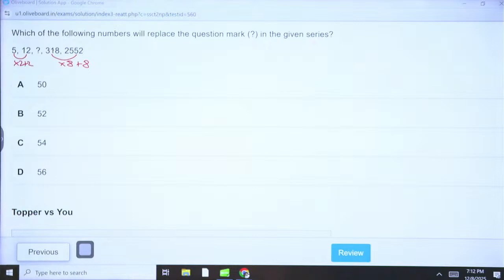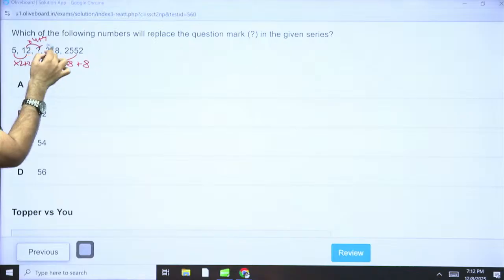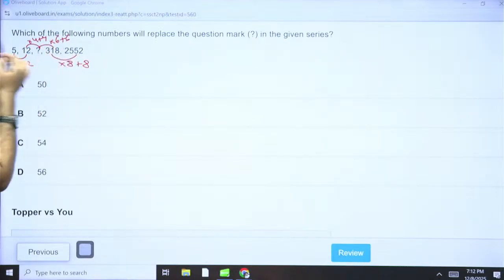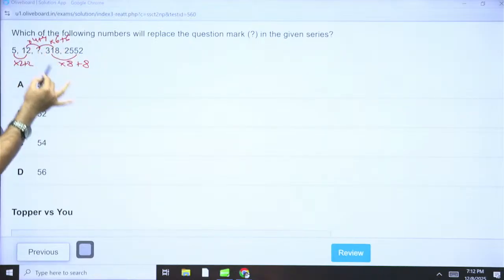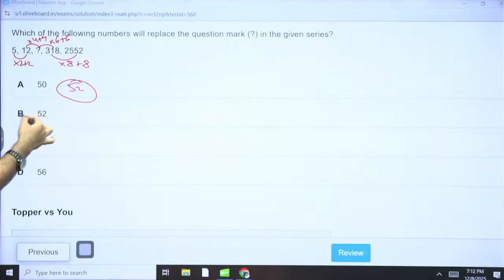2552. So now it's easy. Into 2 into 2 into 2 plus 2. So into 3 plus 3 into 4 plus 4. No, that's not it. So then this will be into 4 plus 4 into 6 plus 6, and this is into 8 plus 8. So 12 into 4, 48 plus 4 is 52. Do we have 52 in the options? Yes. So that's our answer.